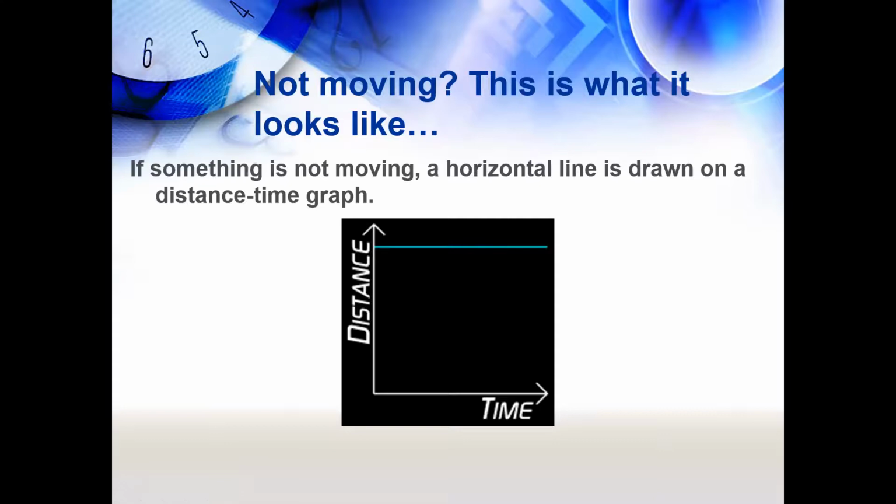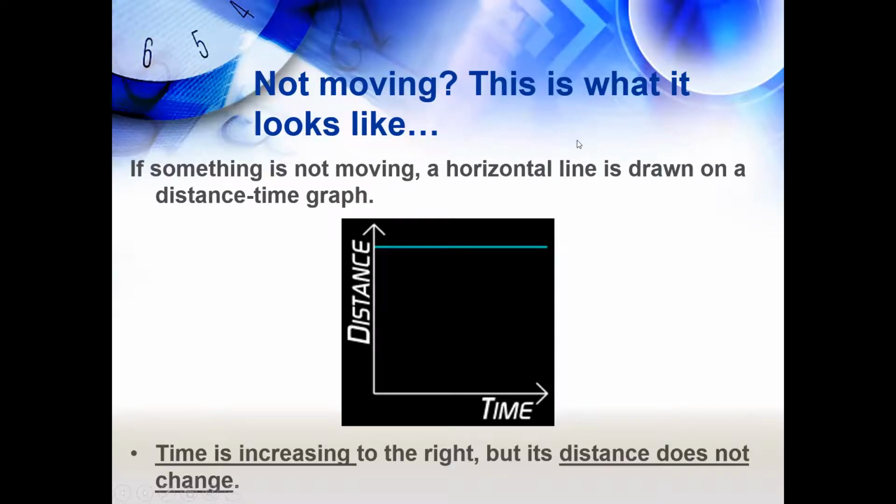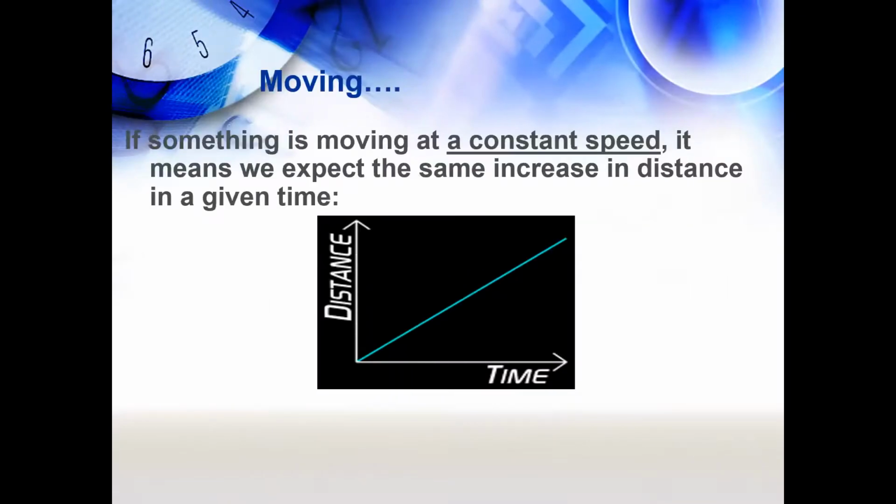Okay. So if anything is not moving, this is what it looks like. The time is moving, or the time is being passed, and the distance is not being changed, so that means the object is not moving. If something is not moving, a horizontal line is drawn on a distance time graph. So time is increasing to the right but its distance does not change.